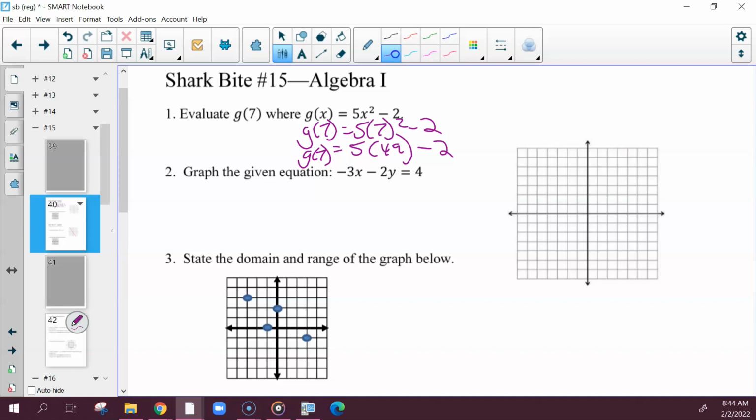242. 942. 242. 243. So either of those could be your answers. G of x equals 243 or G of 7 equals 243. Questions on that one?